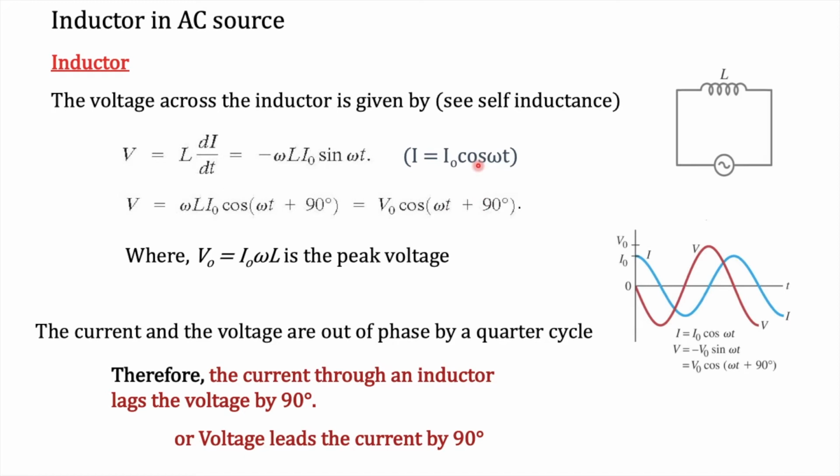Compare that to the current equation, I is I naught cosine omega t. You see that the voltage is leading the current by 90 degrees, and that's what we see in the plot. They start at the same point in time, however the current starts much higher. That's 0 versus 90, and the current and the voltage are out of phase by a quarter cycle. Right? There are 4 quarters in one complete circle. That's 0, 1/4, that's half, 3/4, and 360 degrees.